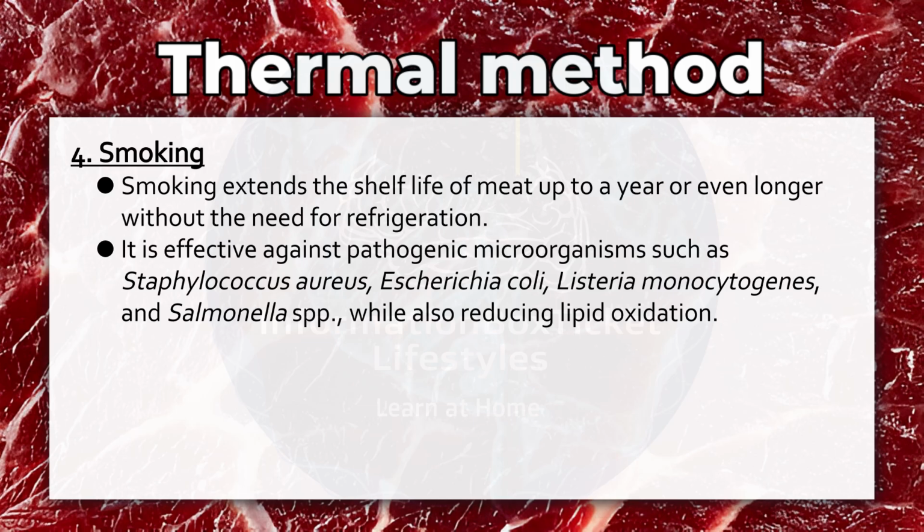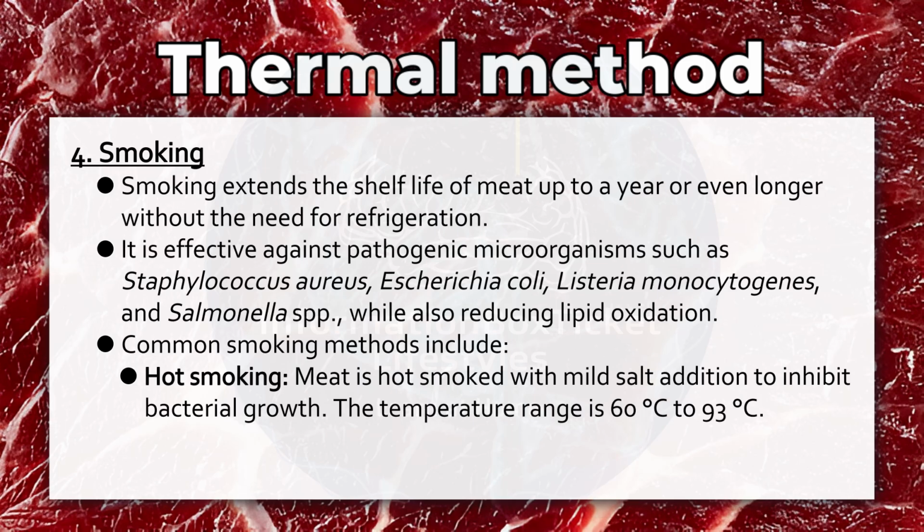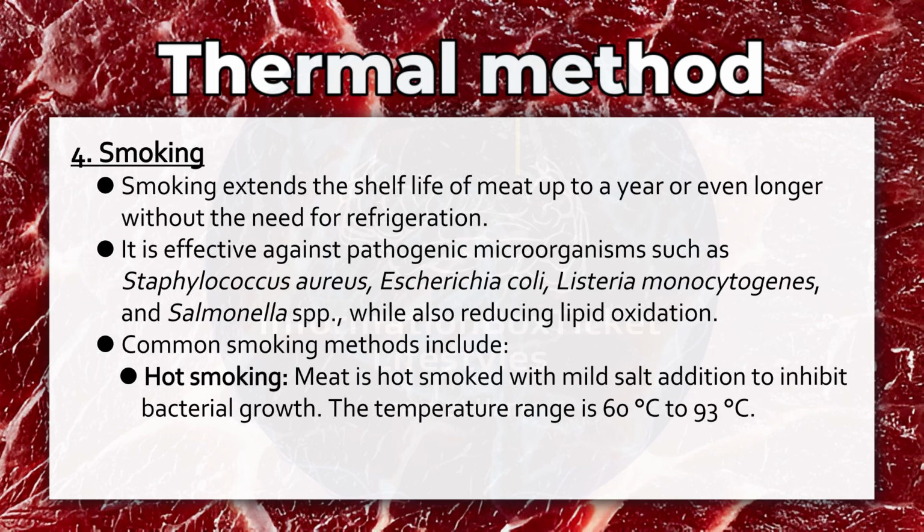It is effective against pathogenic microorganisms such as Staphylococcus aureus, Escherichia coli, Listeria monocytogenes, and Salmonella species, while also reducing lipid oxidation. Common smoking methods include hot smoking. Meat is hot smoked with mild salt addition to inhibit bacterial growth. The temperature range is 60 degrees Celsius to 93 degrees Celsius.